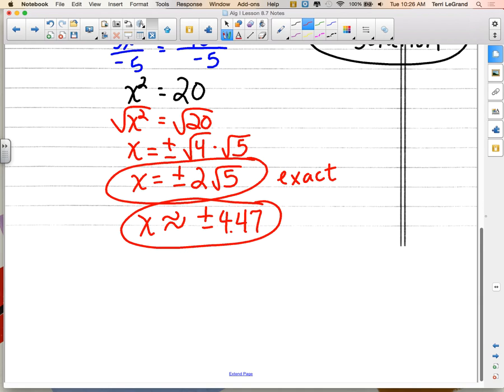We have to know how to round properly also. And this is our rounded answer. Now we know about where that is on the x-axis, where it's going to cross. Okay, end of that. We're out of time.